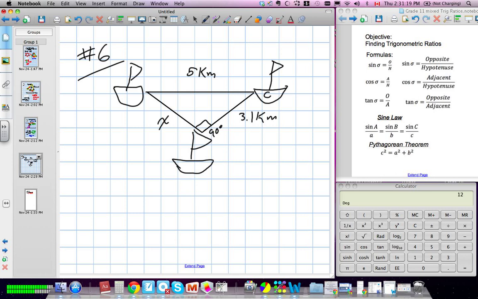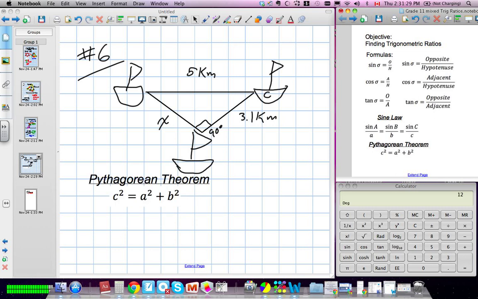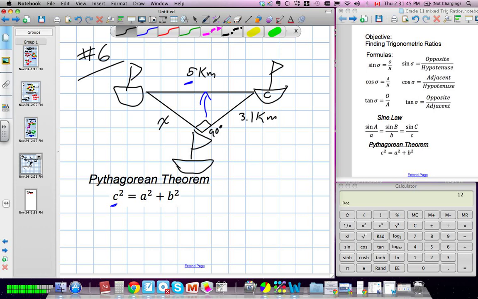Now I could use this distance. I could find the angles here. But the best way to go about this is to use Pythagoras' theorem for this. Now, the important part about Pythagoras' theorem is the C. You must get the C part right. C deals with the hypotenuse of a triangle. Hypotenuse is always opposite of the 90. So we're talking about 5 in this case.